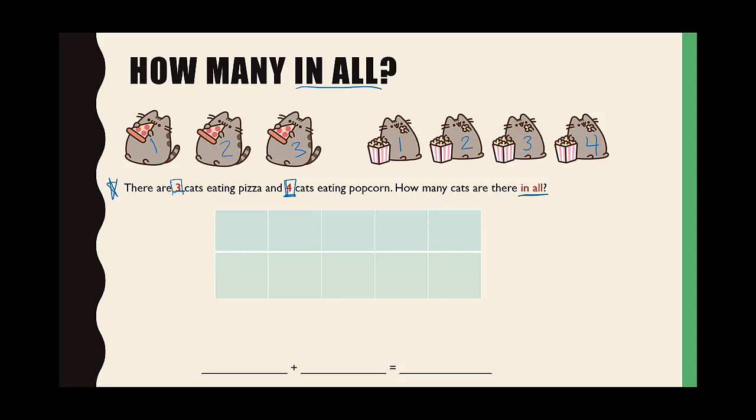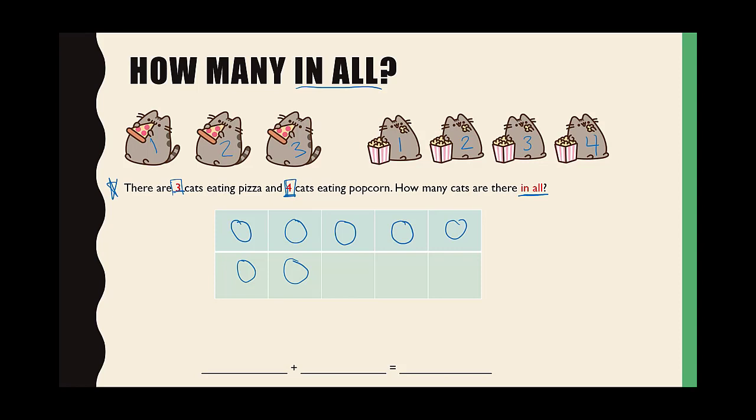And we're going to take these numbers and we're going to put them in our 10 frame. And remember, when we're using our 10 frame, we don't have to draw cats in each of the squares of our 10 frame. We can just draw circles to represent the cats. So these are my cats eating pizza. 1, 2, 3. Those are my 3 cats eating pizza. Then I'm going to add the number of cats eating popcorn. 1, 2, 3, 4. And this shows me how many cats I have eating pizza and popcorn in all.